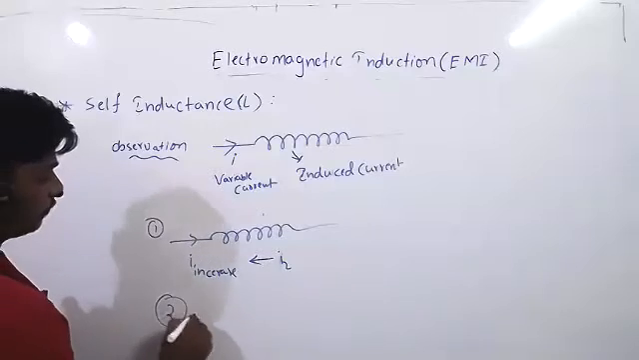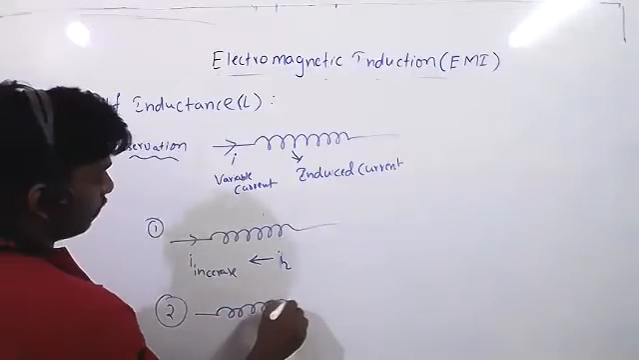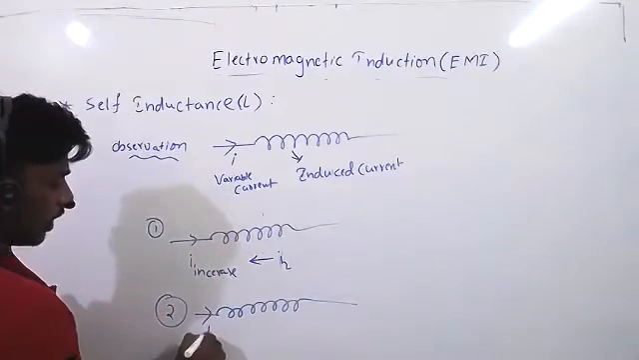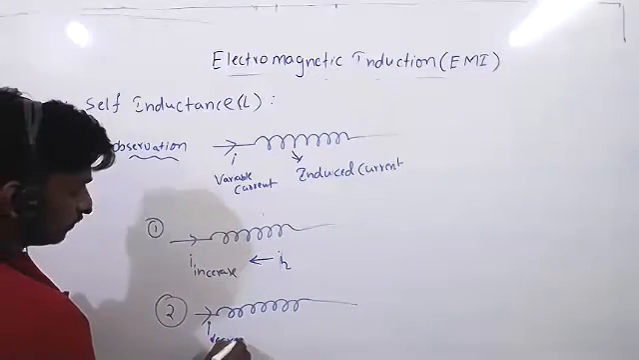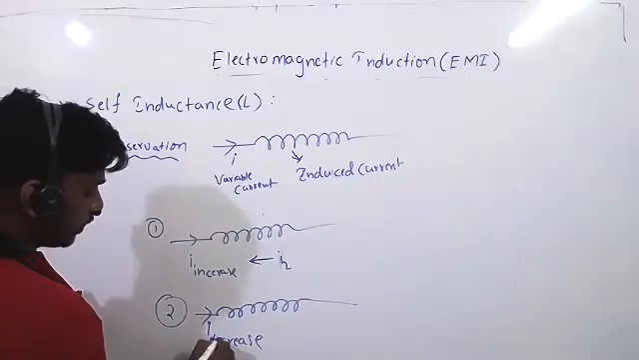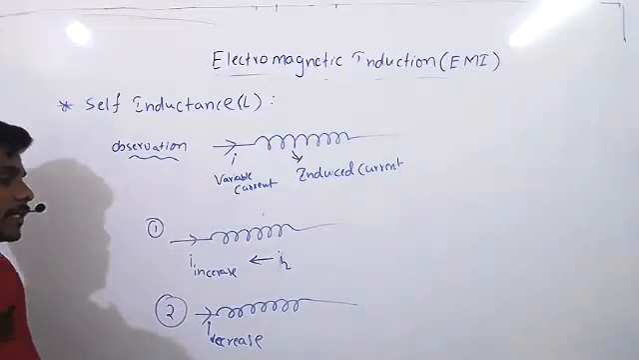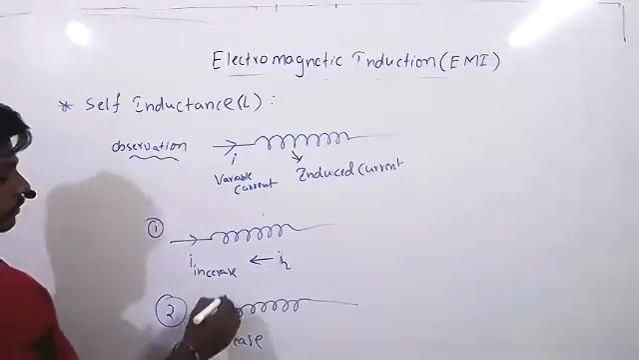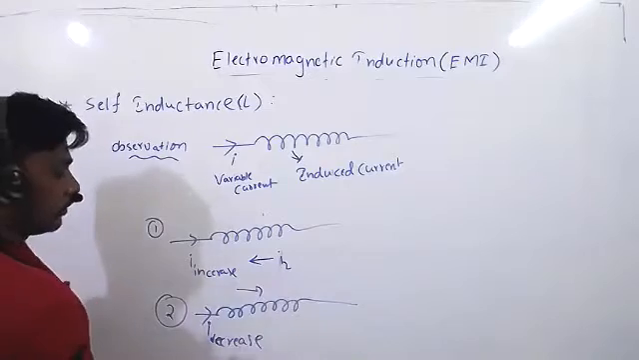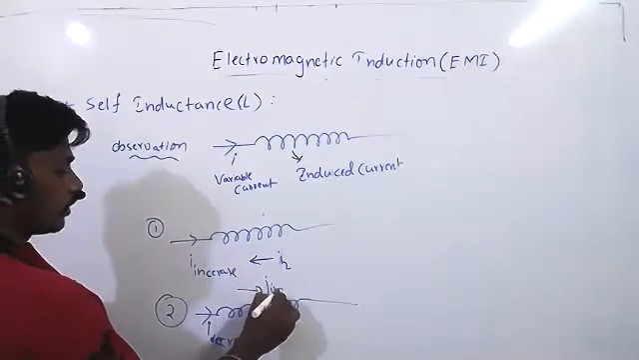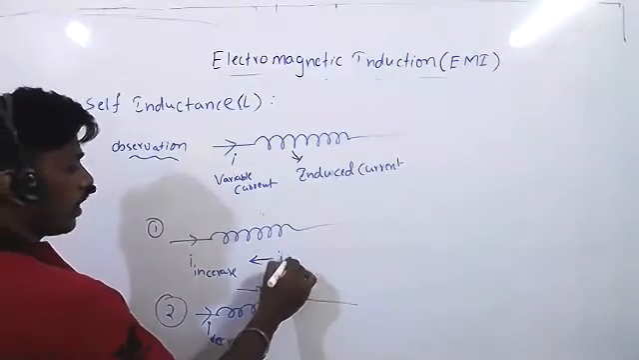Second case is the coil. The current I passing through it is decreasing. Then what is the induced current direction? I1. I1 direction. So it will be in this direction. I induced.